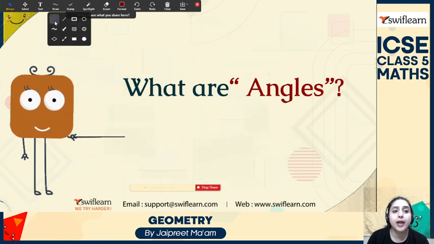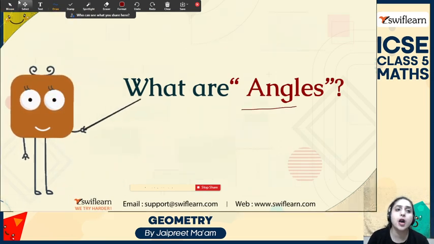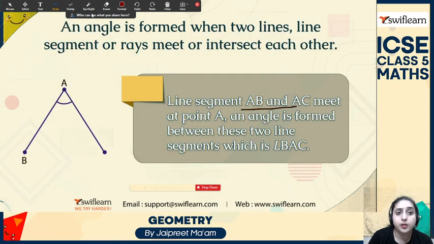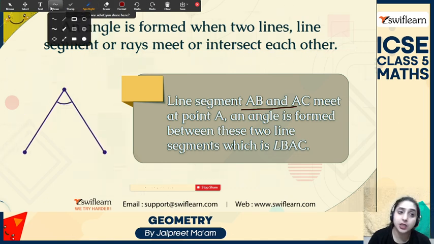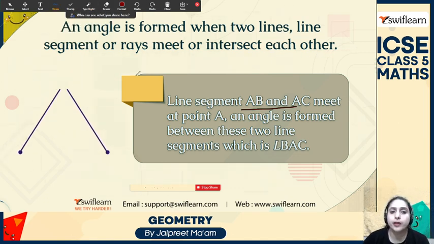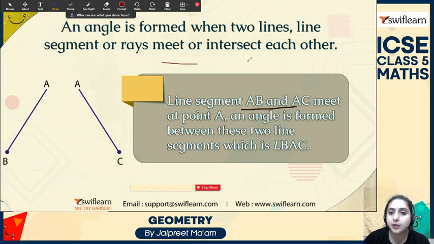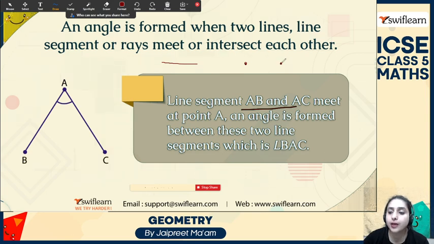Okay, so what are angles? First of all, let's discuss what angles are and how they are formed. An angle is formed when two line segments or rays meet or intersect each other. What it means is, I'm making a line segment. Do you remember a line segment? Yes, a line segment has one end point and one starting point. So this is a line segment. I'm making another line segment, and these two line segments are meeting each other at point O.